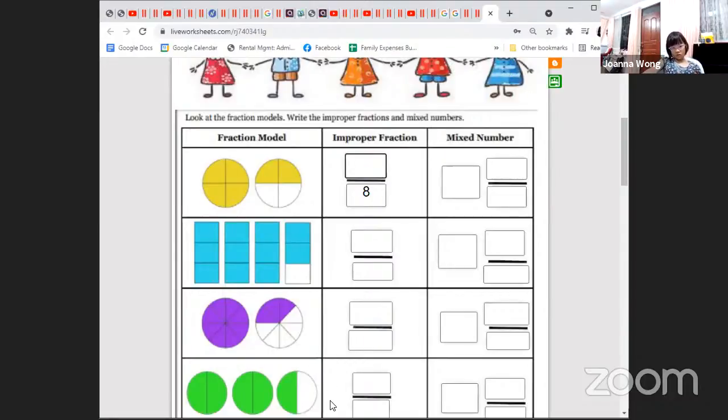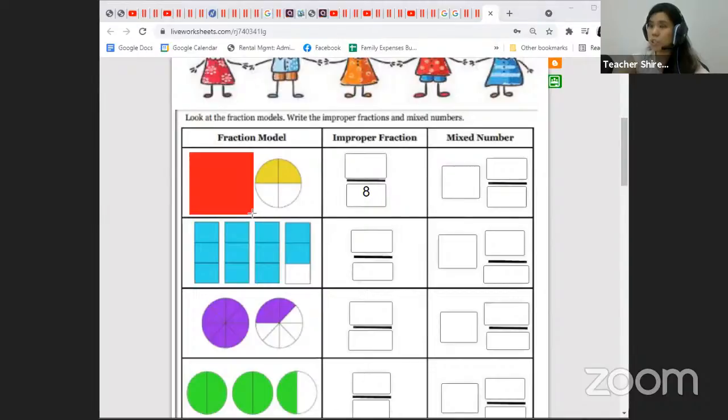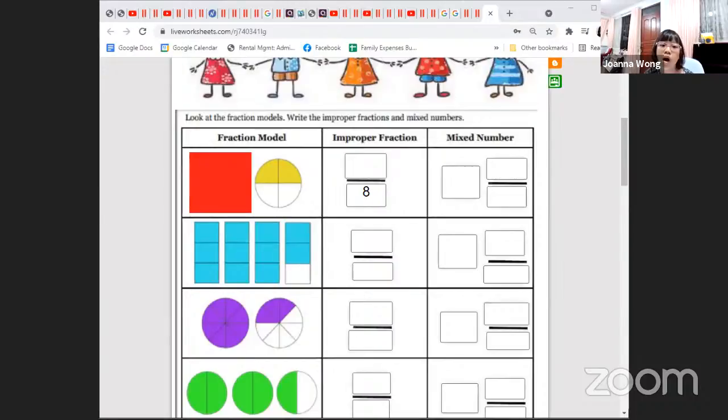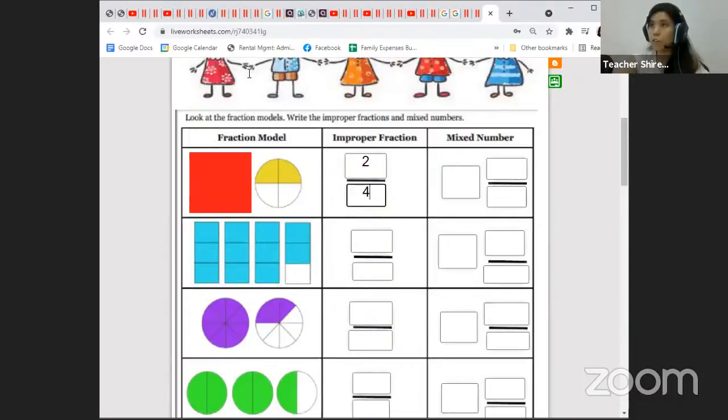You see here, Joanna. Let's assume there is no such question over here. How do you do this? This is 2 out of 4. 2 out of 4, right? Yes.